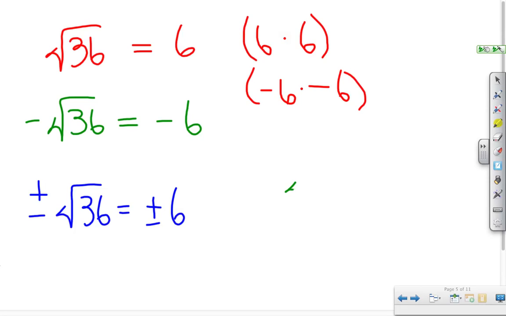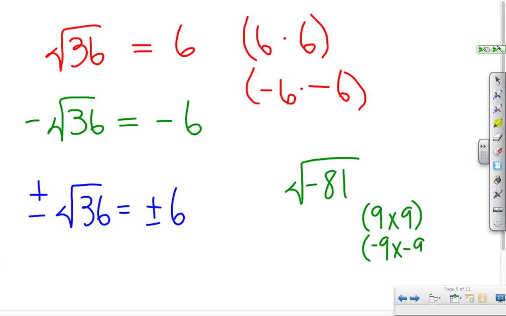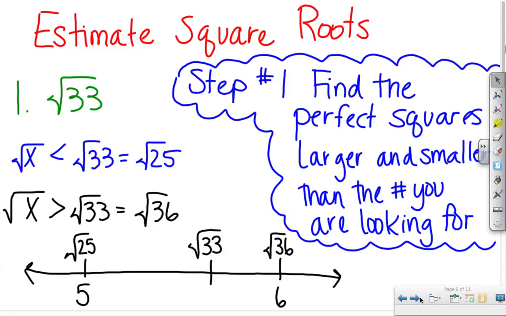Now, if we happen to see something like this with the negative sign under the square root, what is the square root of negative 81? That's something we can't answer, because 9 times 9 gives us 81, and negative 9 times negative 9 gives us 81. But we can't multiply any number by itself to give us a negative number. So negative 81, we're going to answer that as undefined. So anytime you see this negative under your radical sign, make sure you answer that as undefined.